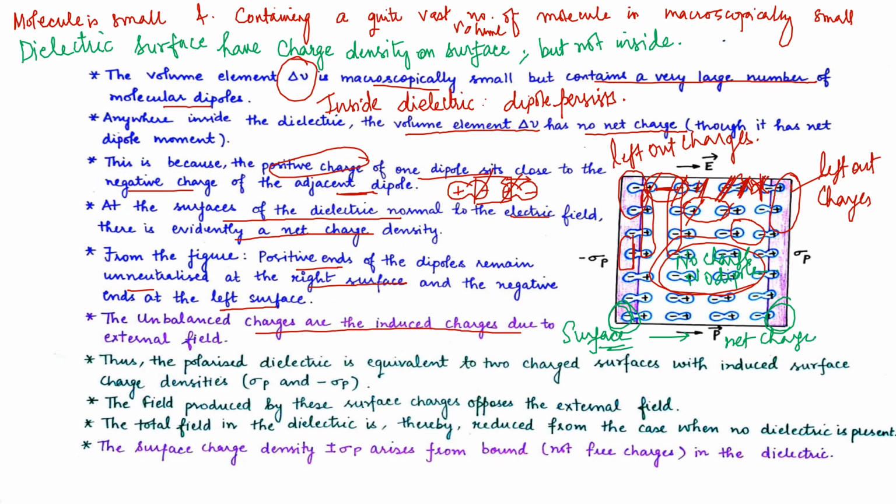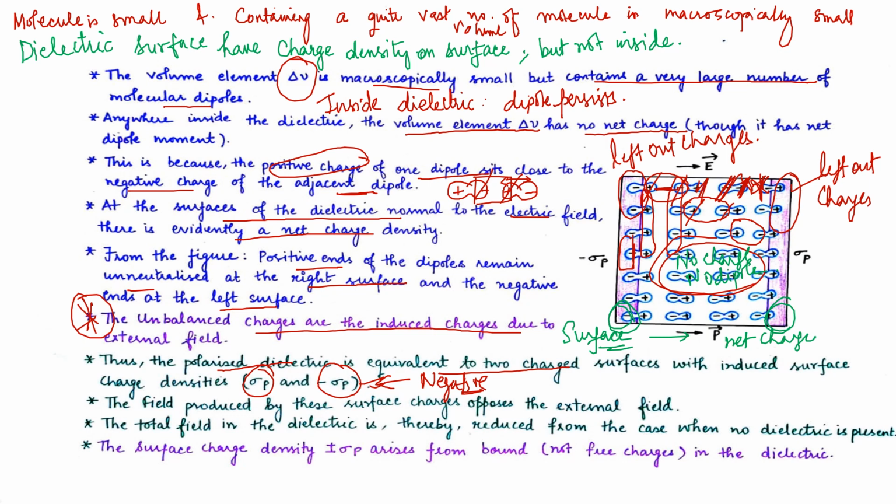Something which is not neutralized is called unbalanced charges, and these are the induced charges due to the external field. These charges are said to be induced charges due to external field. Thus, a polarized dielectric is equivalent to two charged surfaces with induced surface charges of sigma p and minus sigma p. Sigma p is the polarized surface charge. The minus deals with negative polarity, with no other significance, so it is negative sigma.